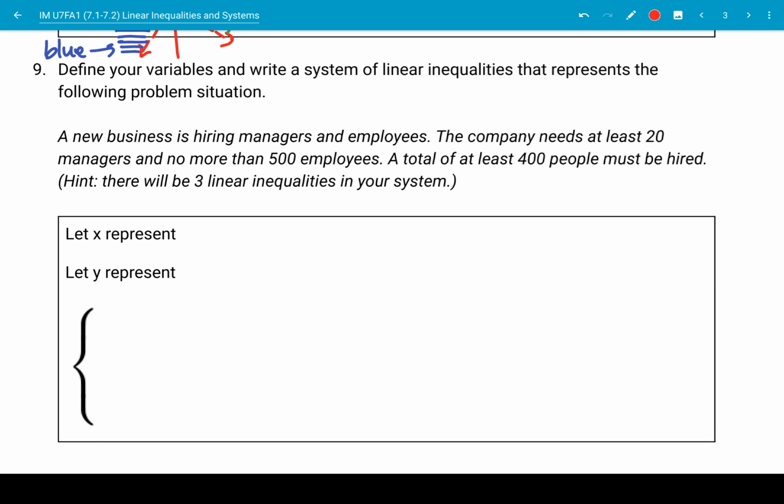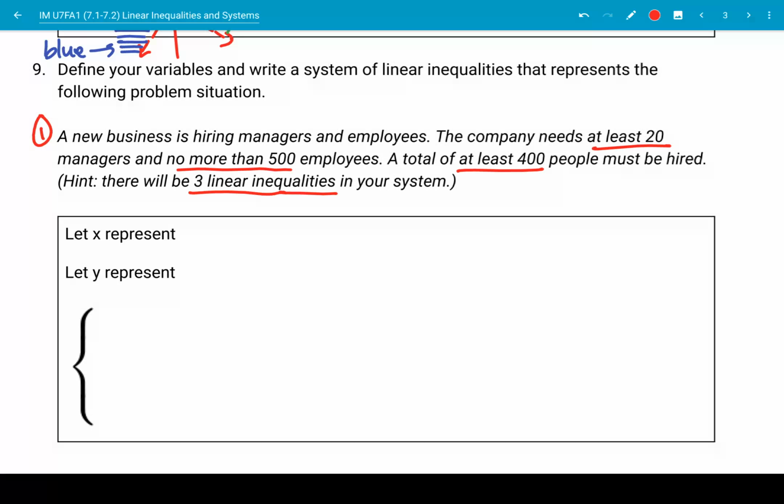Question 9 asks us to define our variables and write a system of linear inequalities that represents the following problem situation. So, step 1, we read the problem. A new business is hiring managers and employees. The company needs at least 20 managers and no more than 500 employees, and we need a total of at least 400 people that must be hired. As an extra hint, there's going to be 3 linear inequalities in this system.